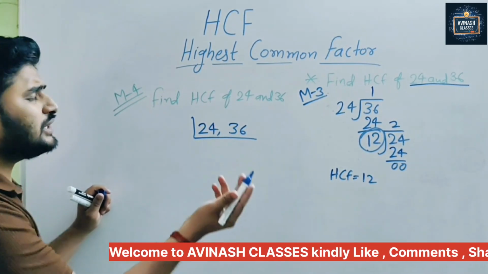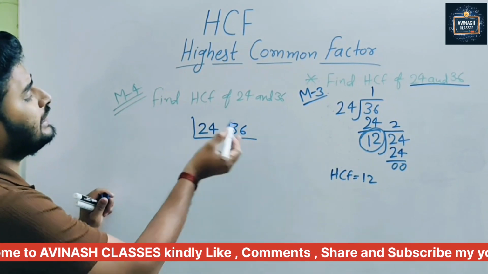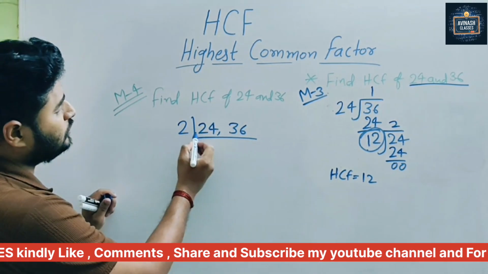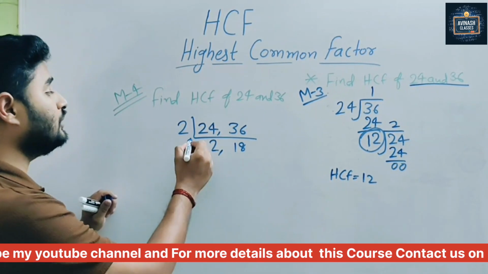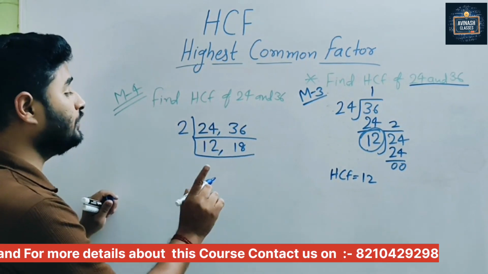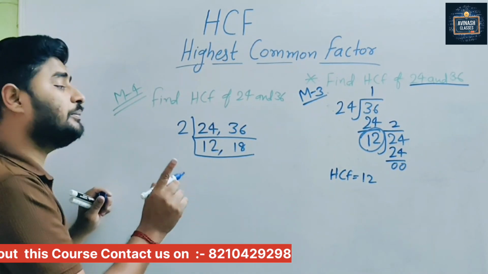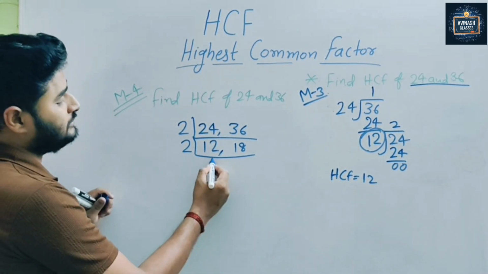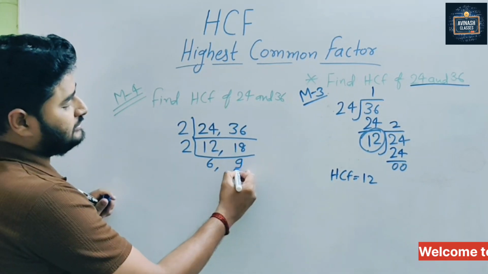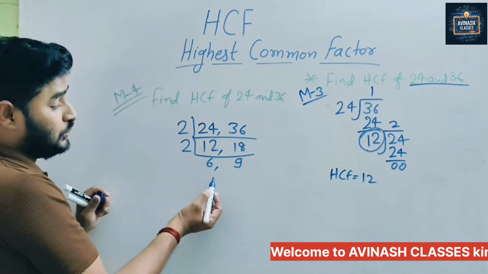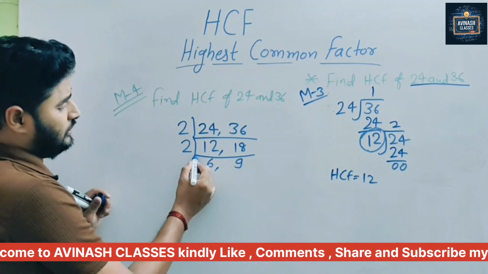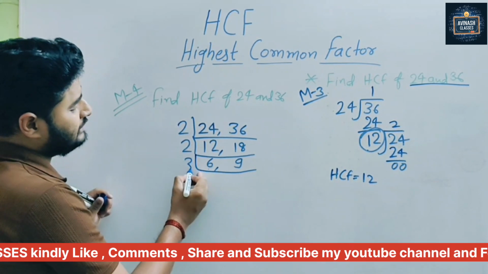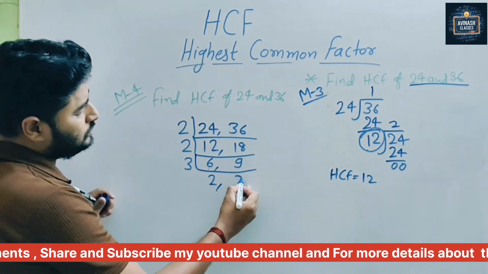So both go in the two table because here it ends with 4, here ending with 6. So in the two table it comes 12 and this comes 18. Again it goes in the two table. Both should go. If one is going and the other is not going, we can't take this one. So it comes 6, it comes 9. Now in the 2 table this is going, this is not going, but in the 3 table both are going. So we write here 3, 2, 3.